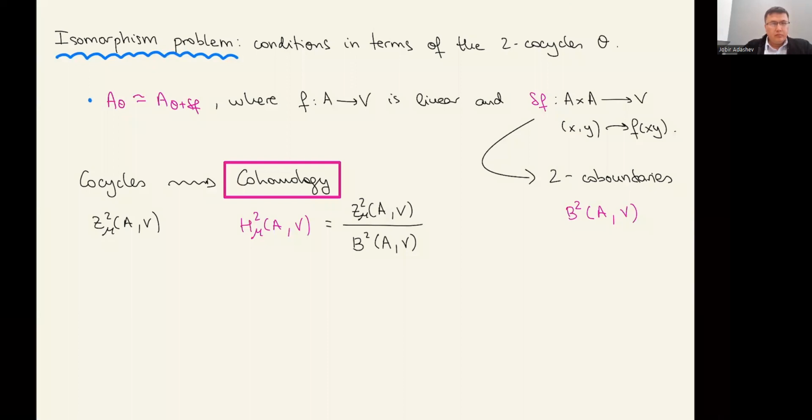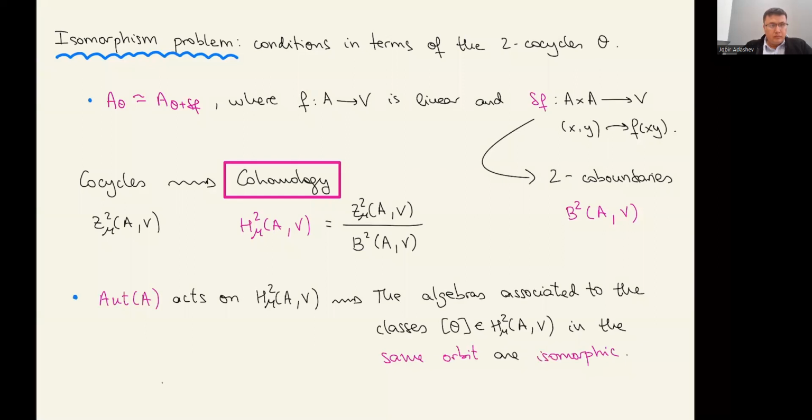So we have our 2 coboundaries, which we denote by B2, as usual, given by this type of cocycles, which come from a linear map F. It's written here, sorry. A linear map F from A to the vector space V. Given this F, we can define my 2 coboundary as a bilinear map with this definition. So yeah, we quotient, we get the cohomology, and the isomorphism class of my algebra is going to depend on the cohomological class and not on the cocycle.